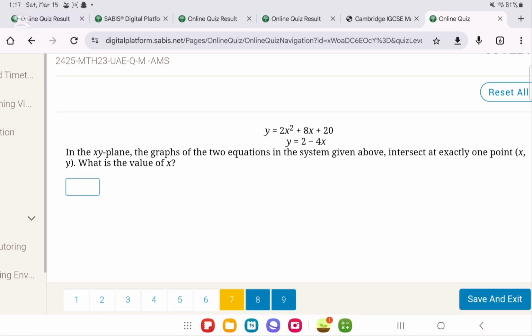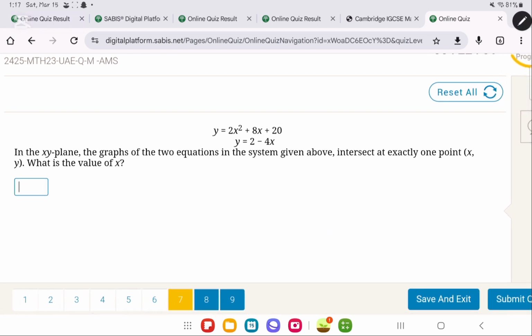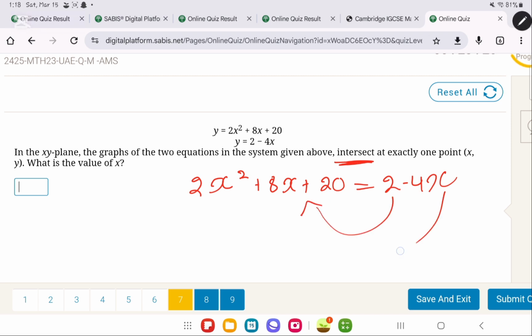In the xy plane, the graphs of the two equations in the system given above intersect at exactly 1 point, x, y. What is the value of x? I love this question. It's a very nice question. It may seem very difficult, but it's really much simpler than you think. So, whenever they say intersect, the first thing we're going to do is make the two equations equal to each other. So, that means 2x squared plus 8x plus 20 is equal to 2 minus 4x. Always move the smaller equation to the other side. So, you're going to move this over here and this over here.